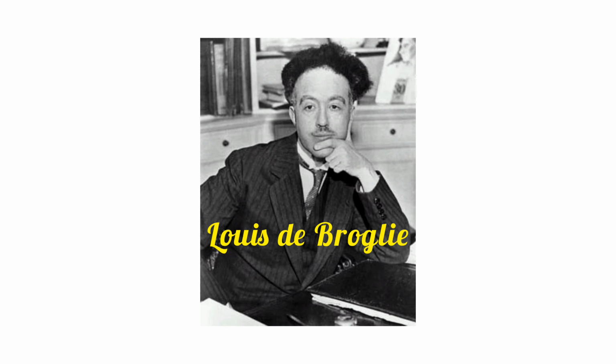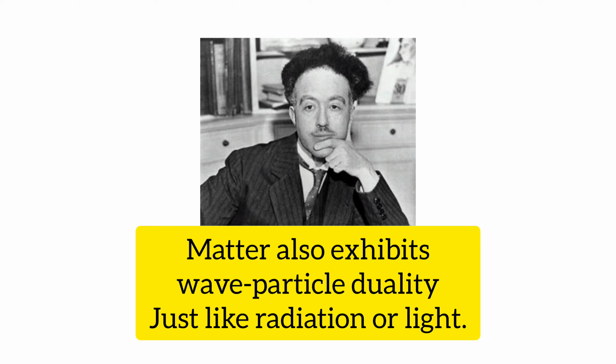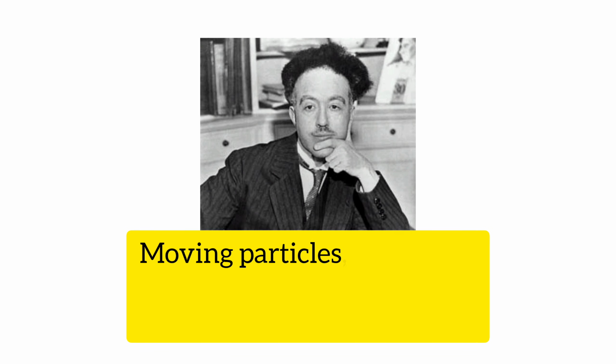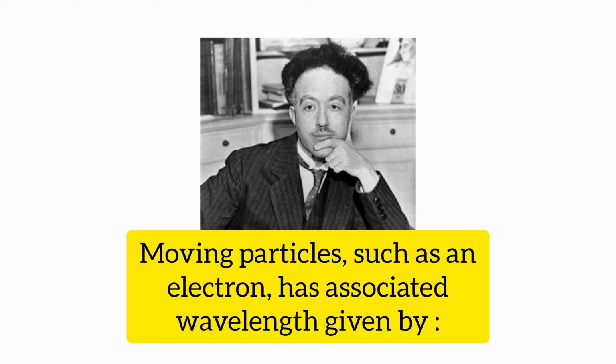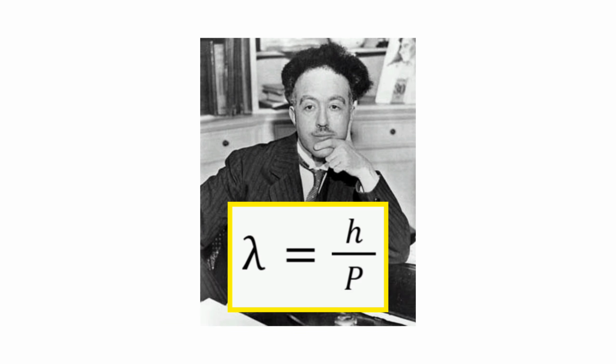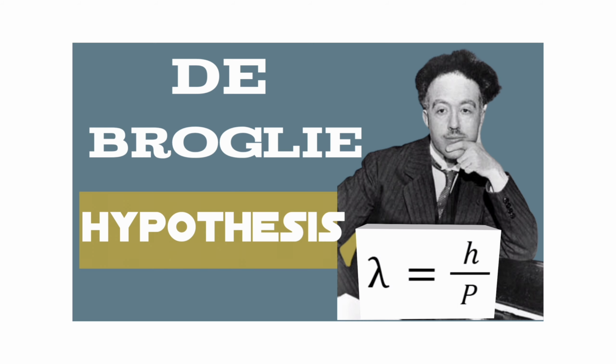In 1924, French physicist Louis de Broglie proposed a groundbreaking idea in his PhD thesis that matter also exhibits wave-particle duality, just like radiation or light. He introduced the idea that a moving particle such as an electron has an associated wavelength given by lambda equals h upon p. Watch this video to know more about the de Broglie hypothesis. The video link is given in the description as well as in the i button.